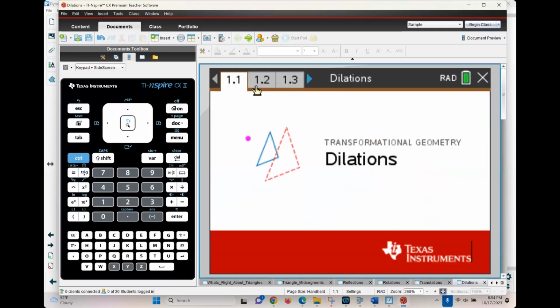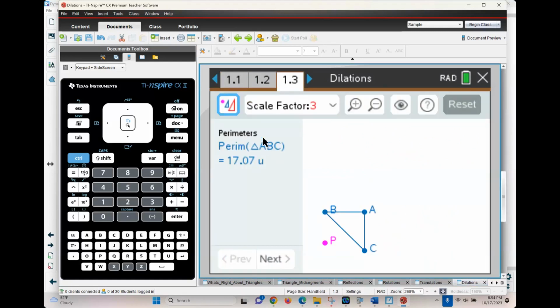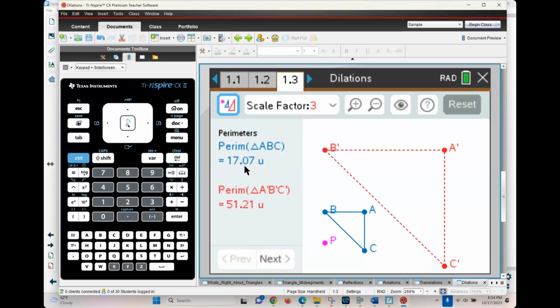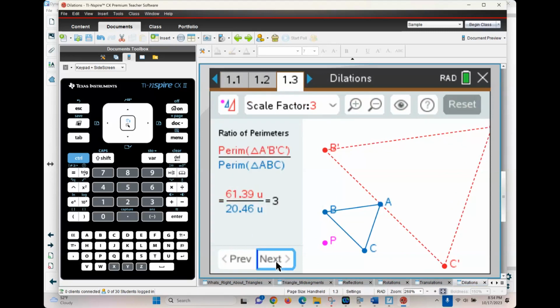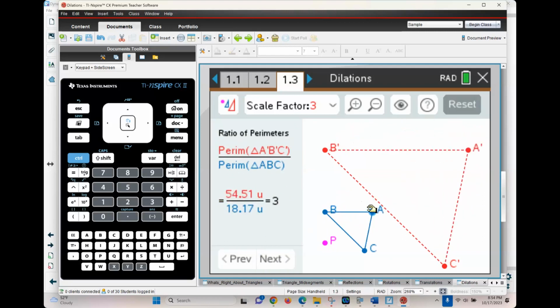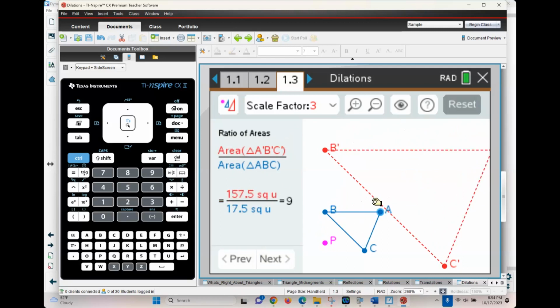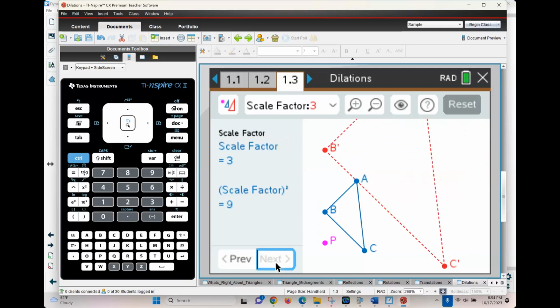Finally, dilations, really quickly. Here, I'm going to dilate this with a scale factor of 3. And notice the perimeter, okay, here. I can also look at the areas of these. And again, I can change these. Oh, look at that. Look at the ratio of the areas there. Wow. And if you're not good at seeing what it is, look at the ratio of the perimeters here. No matter what the perimeters are, the ratio is going to be 3. And the ratio of the areas is 3 squared or 9. And it even kind of tells you that here. So you can do a lot of discovery things with that.